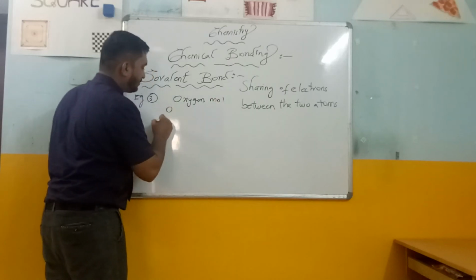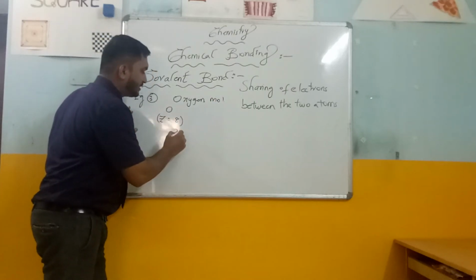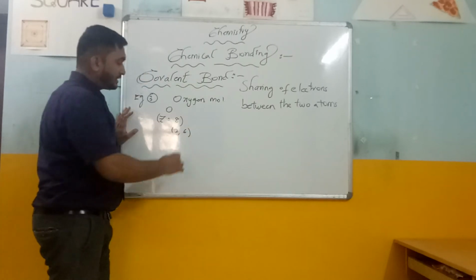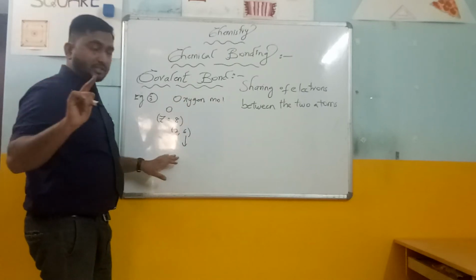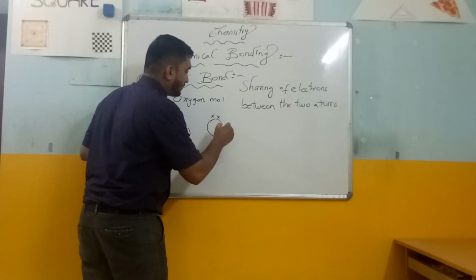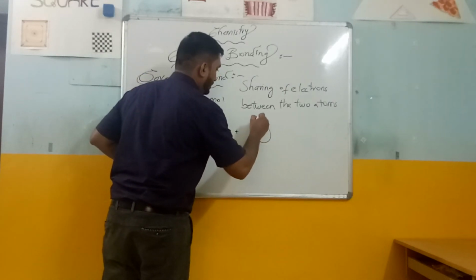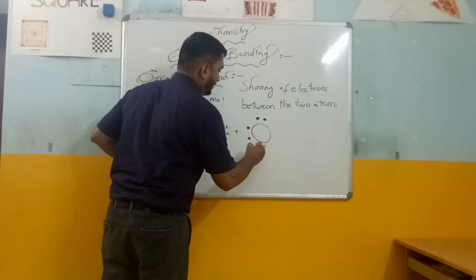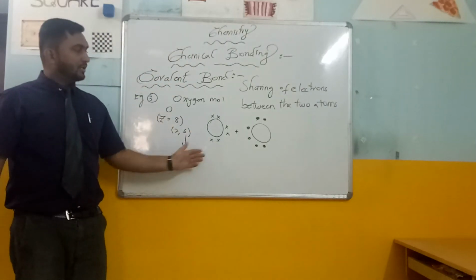If you take oxygen, we know the atomic number is 8. The first shell has 2 electrons, and the second shell has 6 electrons in the outermost shell. So 6 electrons will participate in the bond formation. Oxygen has 6 electrons in the outermost shell, and they will combine to form covalent bonds.